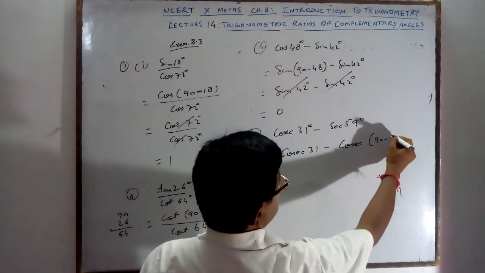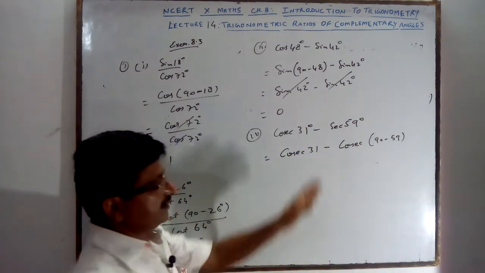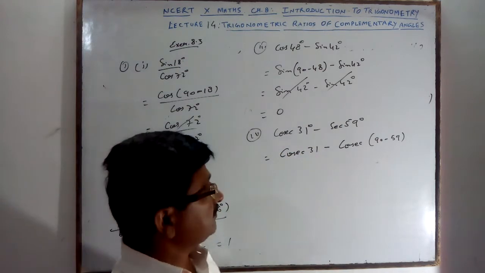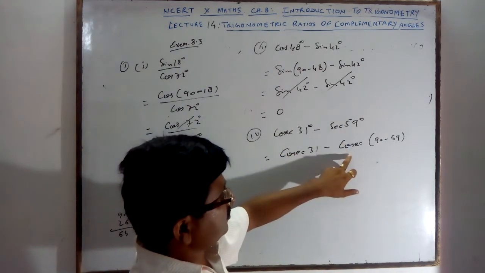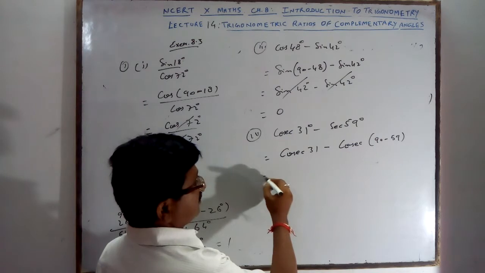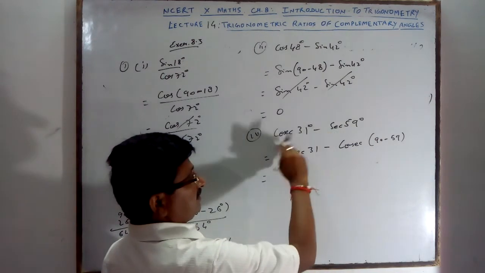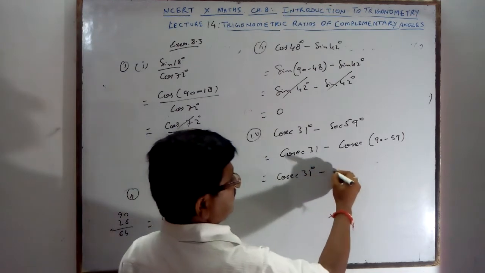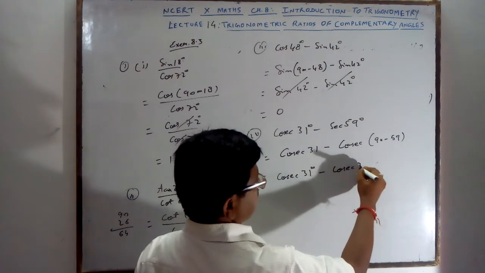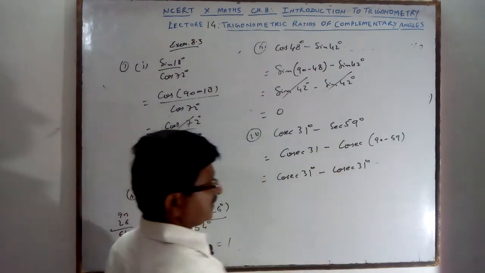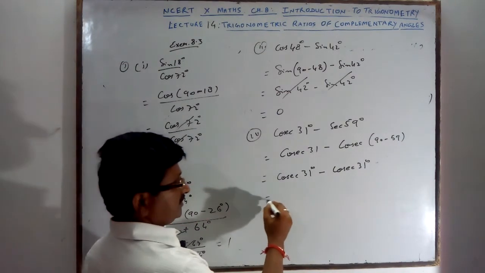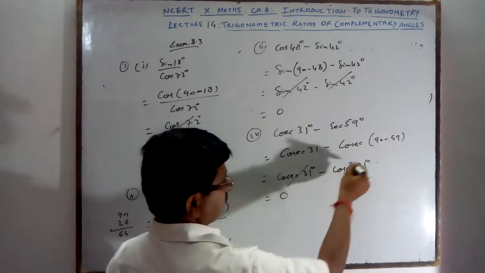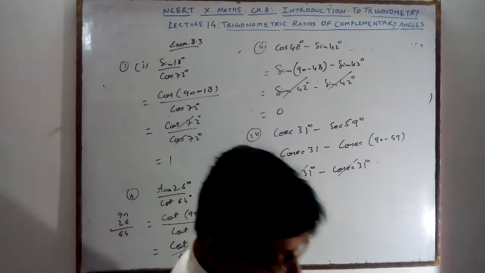90 minus 59. No change in the angle. Directly you subtract the angle from 90 because already you have changed sec into cosec. This also can change or this, anyone. Cosec 31 degree minus cosec 31 degree. Because when you subtract you will get 31. Both are cancelling and you are getting 0. The first question is over.